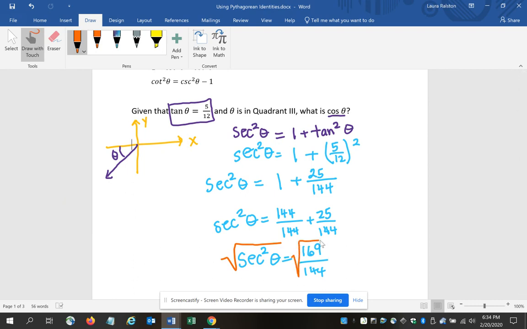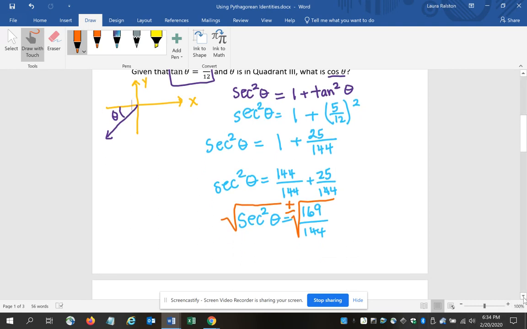So I'm going to square root both sides, and remember that when you take the square root of something, it could be positive or negative. So we're going to have to make a decision about whether it's positive or negative in just a minute. So I have the secant of theta is square root of 169 is 13. Square root of 144 is 12. Now, I'm in the third quadrant. My angle is in the third quadrant. In the third quadrant, the secant is negative. Okay, the secant is negative.